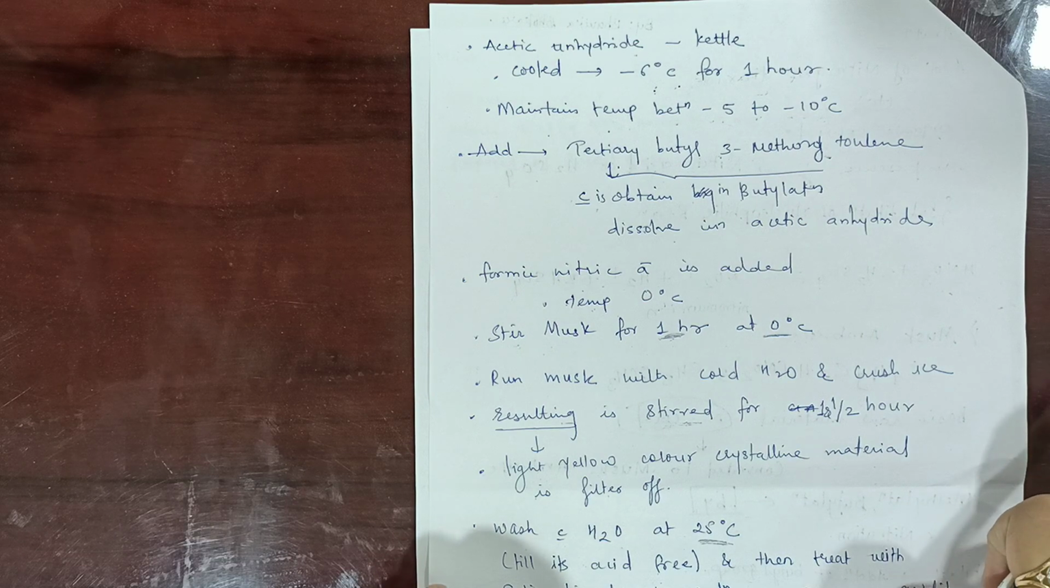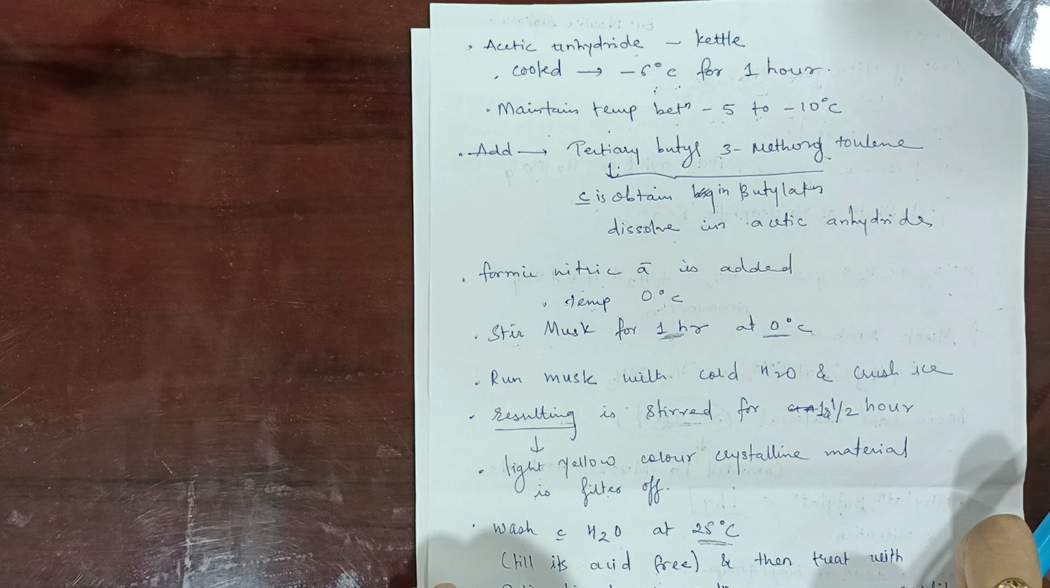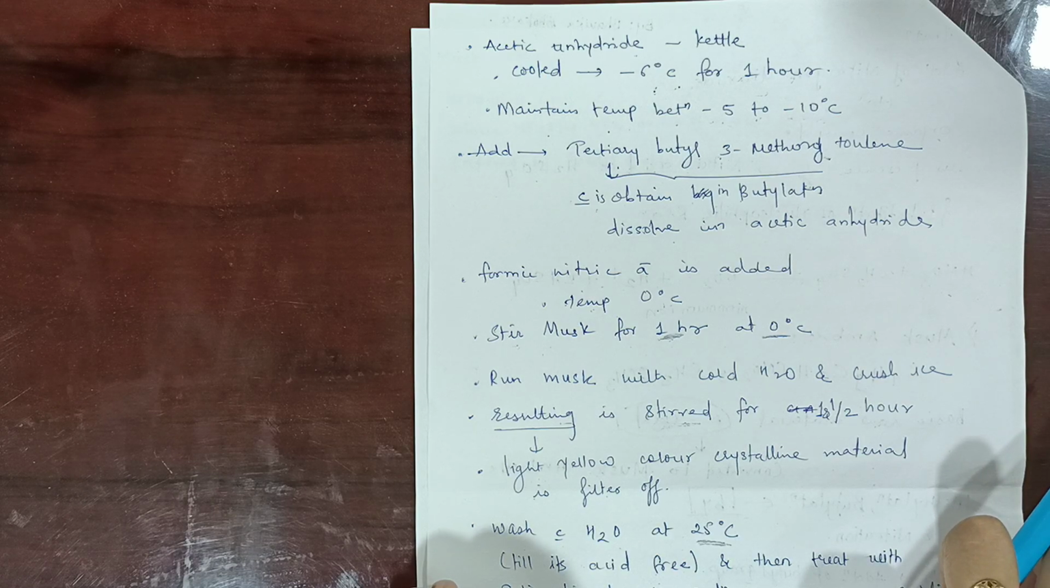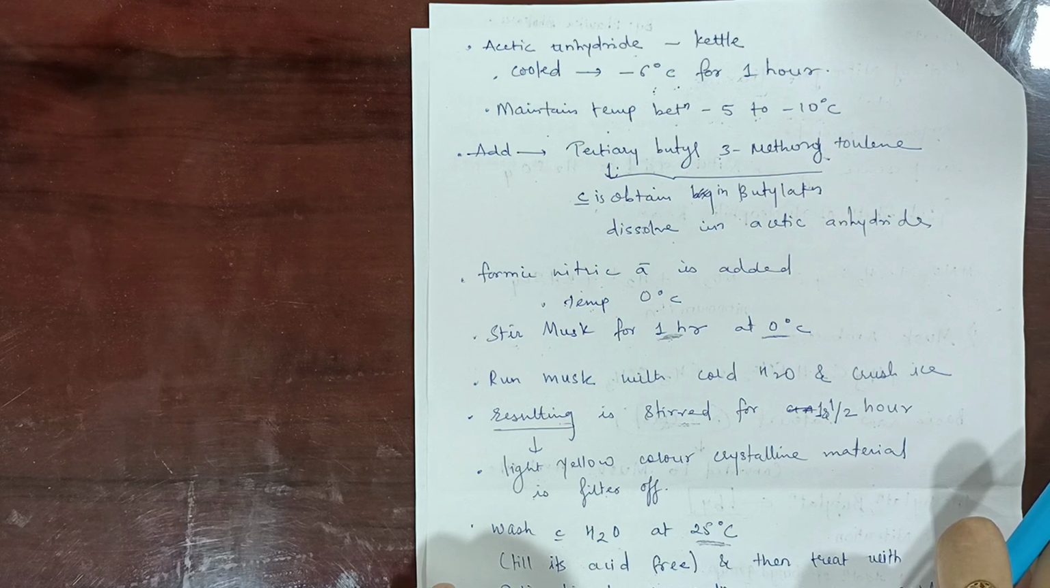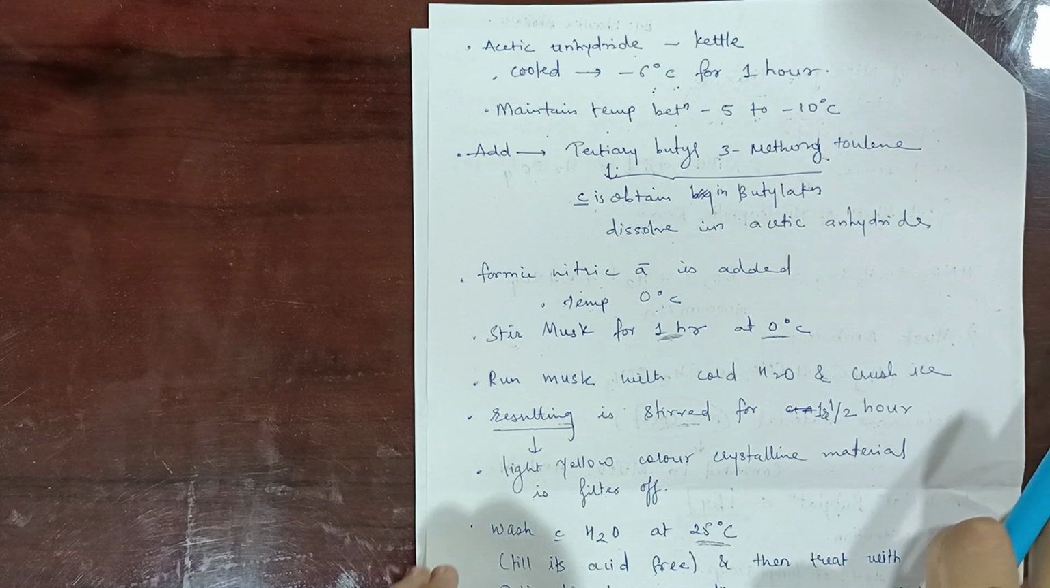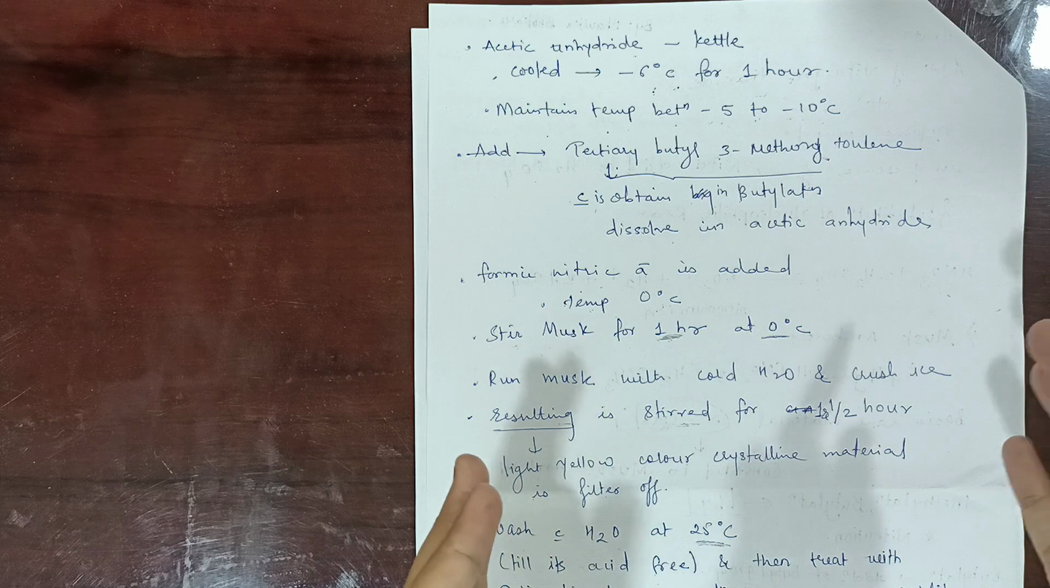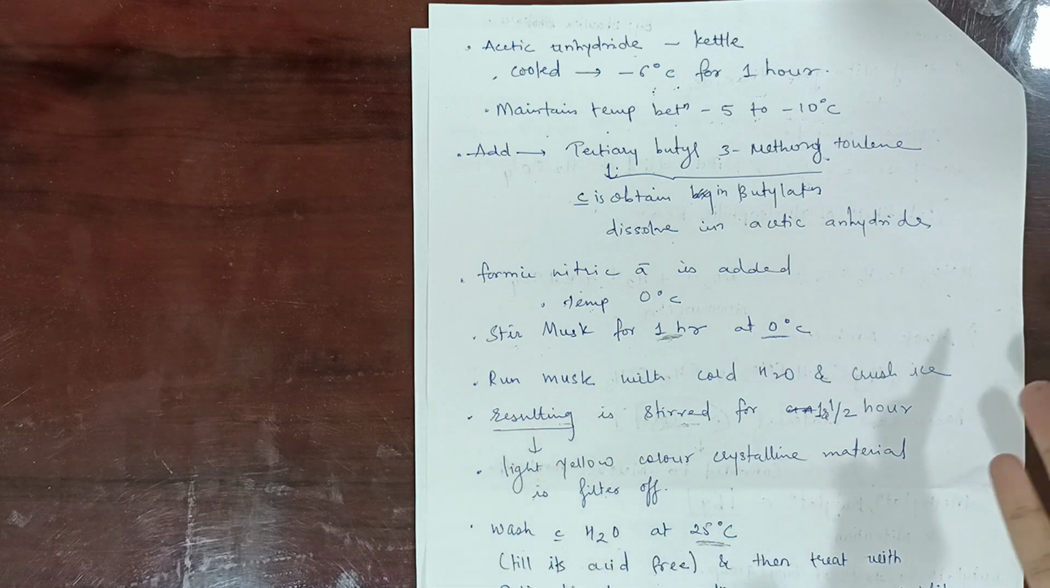Then you have to add formic acid, also maintaining the temperature. The musk mixture which you got, you have to keep for 1 hour at 0 degrees Celsius. Then this musk mixture should be run into cold water and crushed ice, and the resulting mixture should be stirred for 1.5 hours.